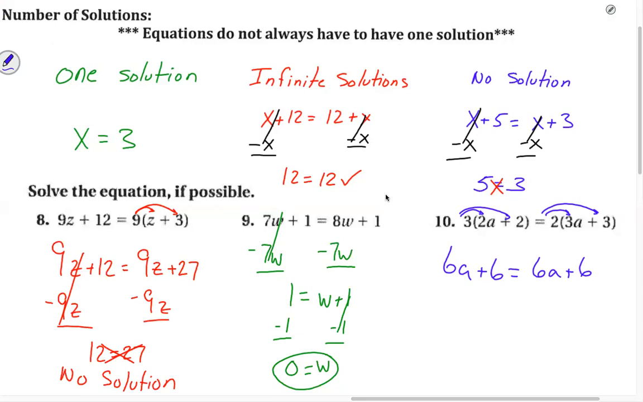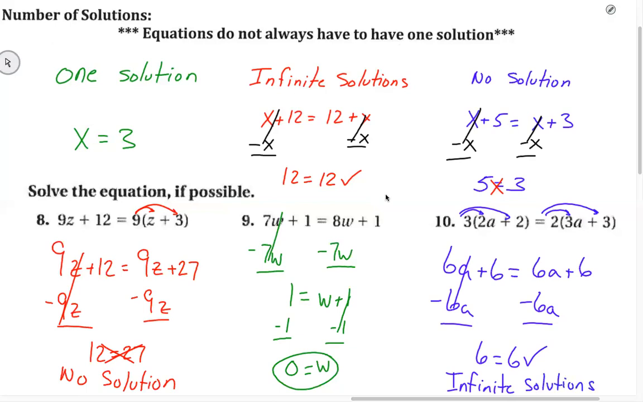I'm going to say, awesome, Katie. But Chucky at home might be like, I don't believe you, Harmon. And I got to keep going. So Chucky would go ahead and subtract that 6a from both sides. And he would say 6 equals 6. And then he'd be like, all right, I believe you now. And he would write infinite solutions.